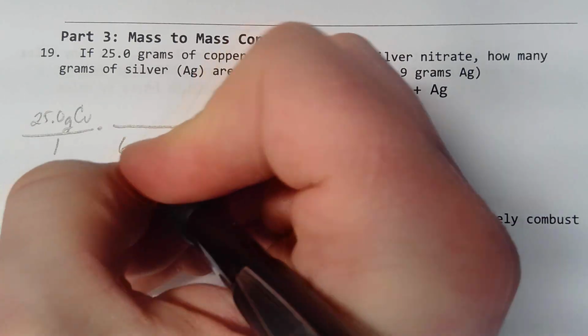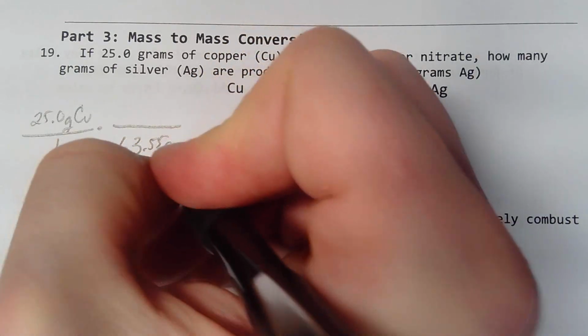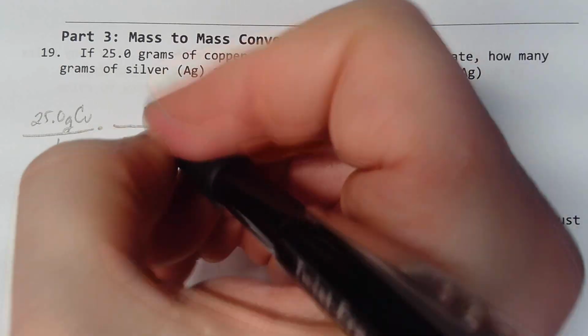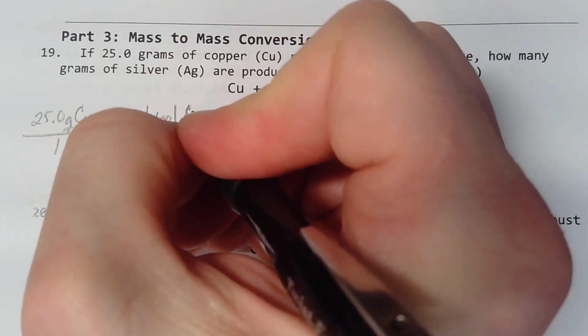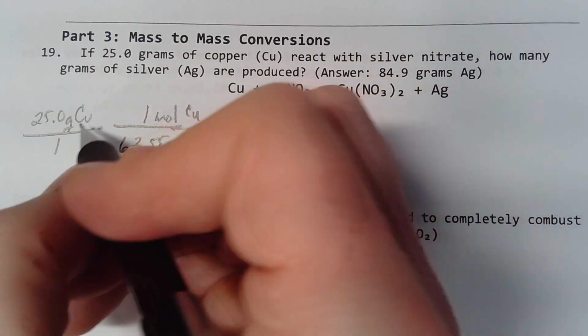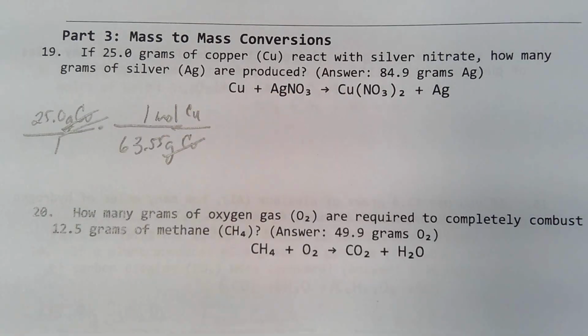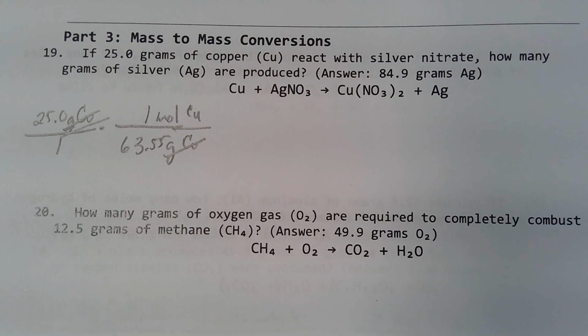There are 63.55 grams of copper for every 1 mole of copper. So that's the molar mass of copper taken directly from the periodic table itself. If we were to stop right now, we would have units of moles of copper. For this problem, we want to get into grams of silver, but in order to do that, we have to use the moles of copper and the balanced equation to make that conversion happen.